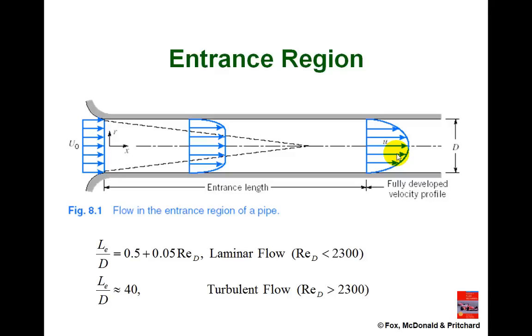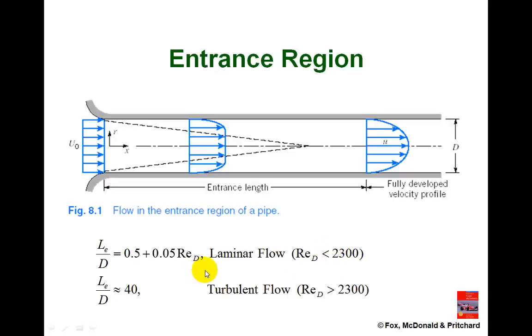The entrance region length can be characterized based on the Reynolds number if flow is laminar. That is, the entrance length is, first of all, proportional to the diameter of the pipe, and then it grows as you move downstream over the entrance length. It grows at about 5% of the Reynolds number. So this entrance region is longer and longer as flow rate increases, and therefore as Reynolds number increases. So that takes place up to the limits of laminar flow.